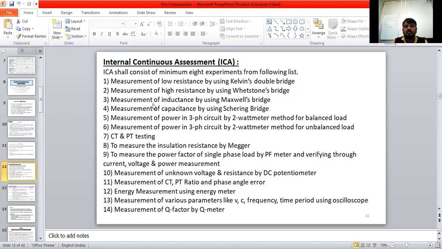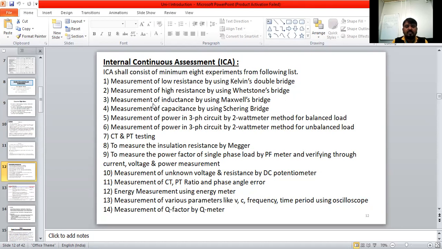The 9th one is to measure the power factor of a single phase load by power factor meter, verifying through current, voltage and power measurement. We have to measure current, voltage and power factor, and using the formula P equal to VI cos phi, we can cross verify that also. This is hardware, and it is possible here for a single phase load.